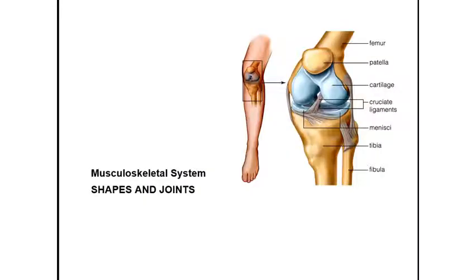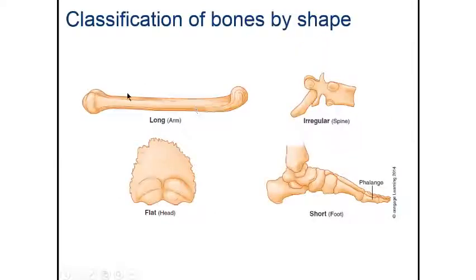Now we will talk about how we classify bones based on shapes as well as joints. So you can classify bones based on shape. For example, a long bone, right? There are various types of long bones in the body, and an example would be humerus, femur, right? So these are examples of long bones. You can have flat bones. Most of them are in the head, right?